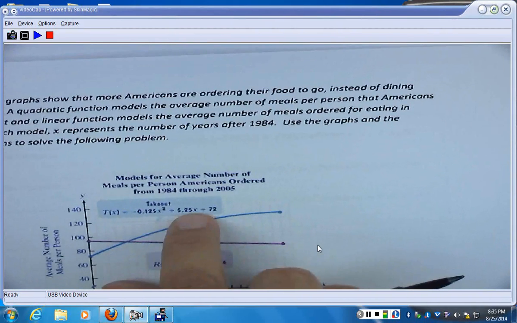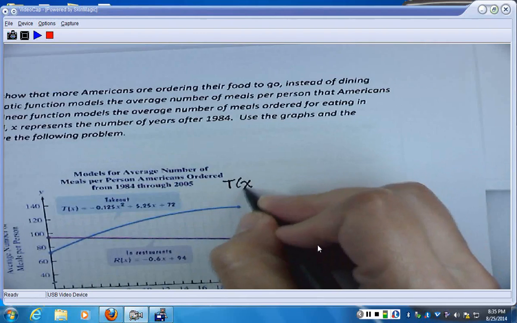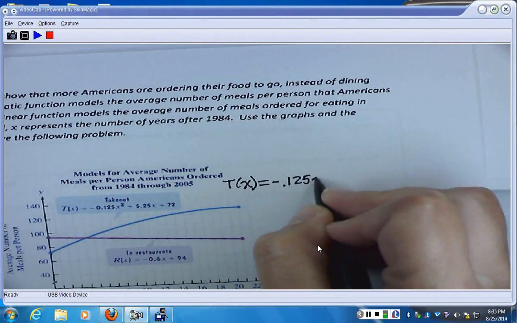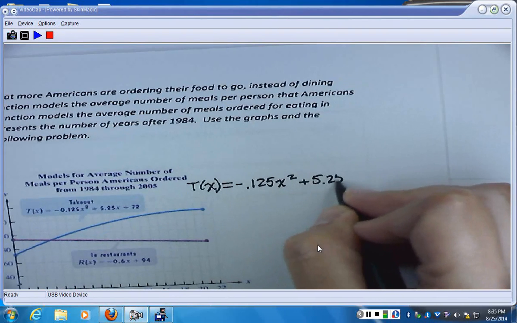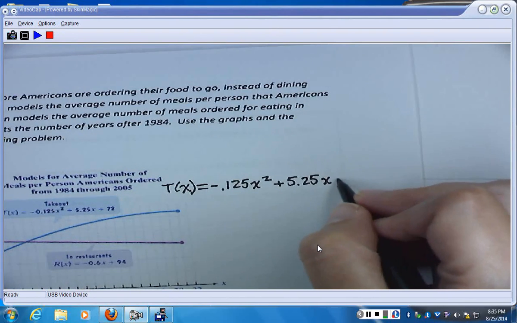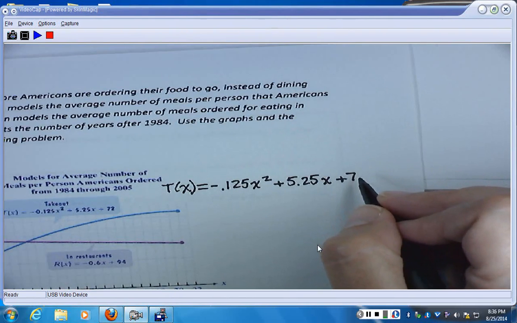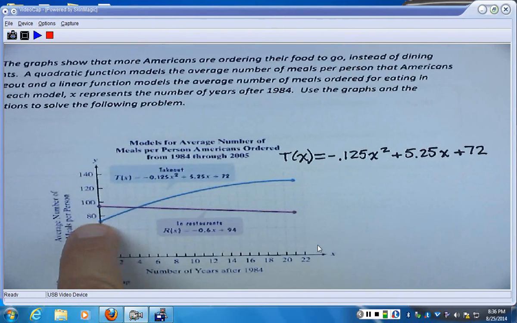Here's the equation for takeout. I'm going to write it bigger. T of x equals minus 0.125 x squared plus 5.25 times x plus 72. That is a plus sign there. You might have trouble reading. Yeah, 72. Okay, so that's the intercept. It crosses at 72.